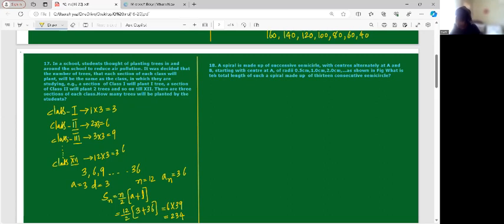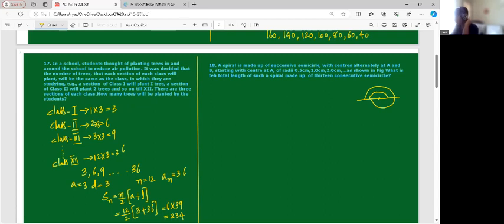Now the next question is: a spiral is made up of successive semicircles. So like that, the first semicircle is like that. Then again a semicircle, then again a semicircle. Which centers alternately A and B? Suppose this is the center. Starting with center A, the radius is 0.5 centimeter.